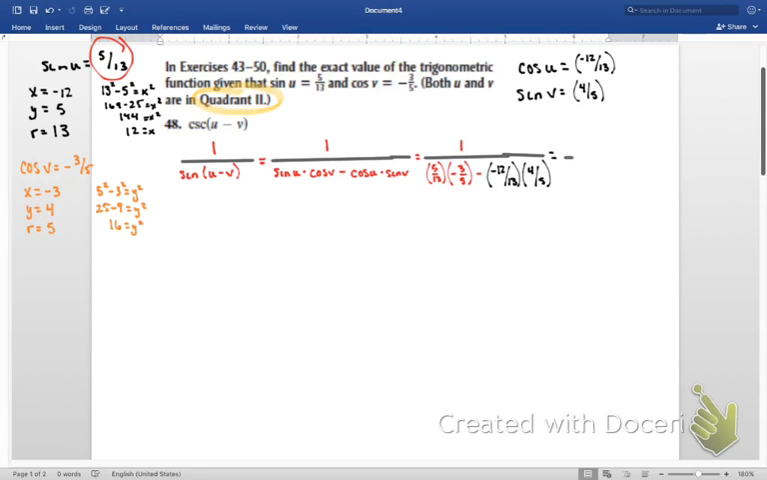So then from here, I have 1 on top. I'm going to have negative 15 over 65 minus a negative 48 over 65. That's really just going to make it a plus. So then I'm looking at 1 over 33 over 65.